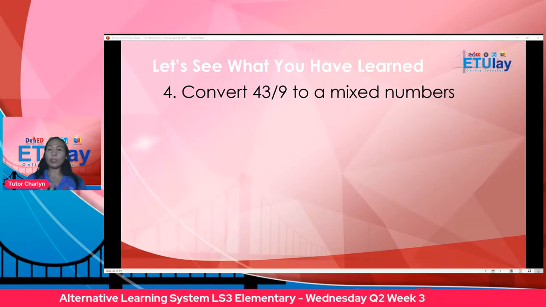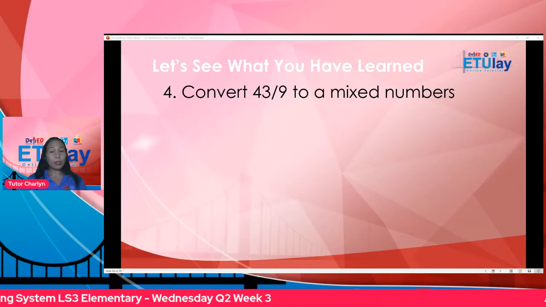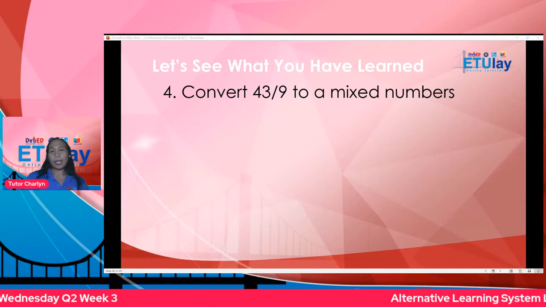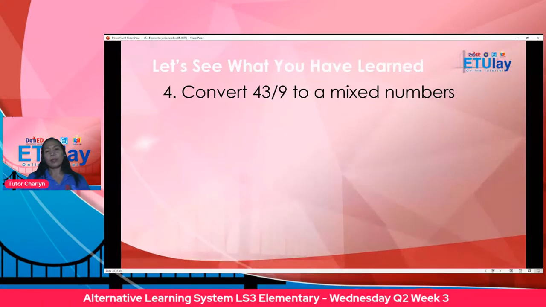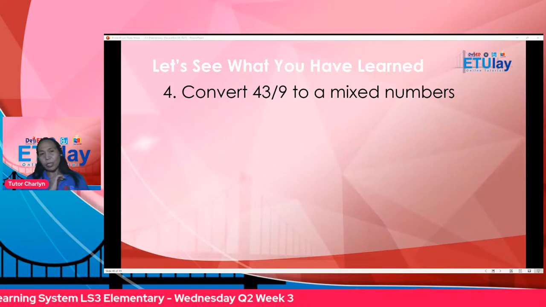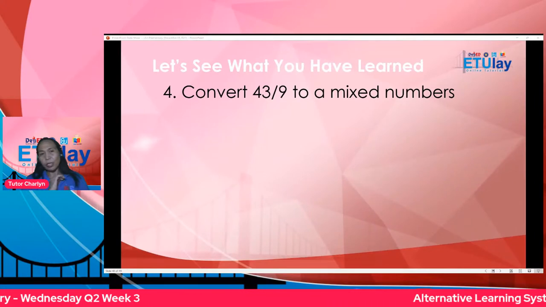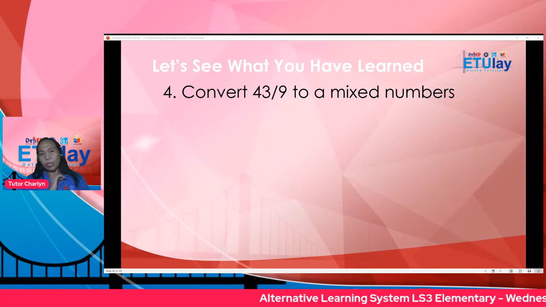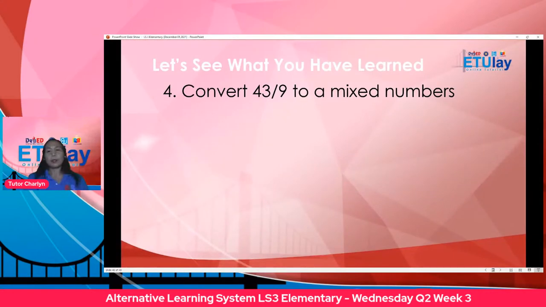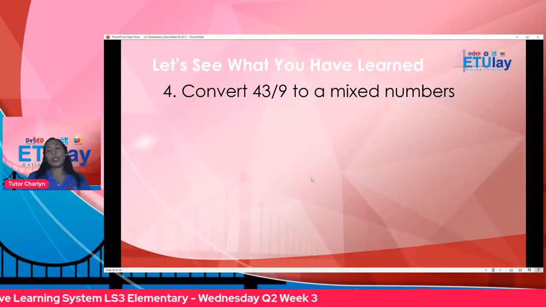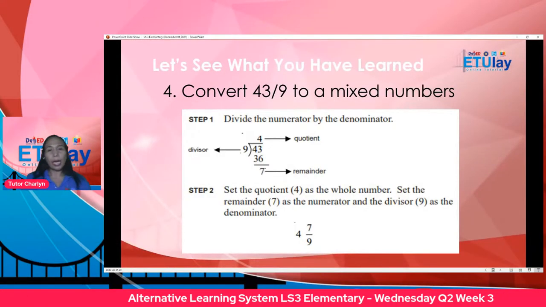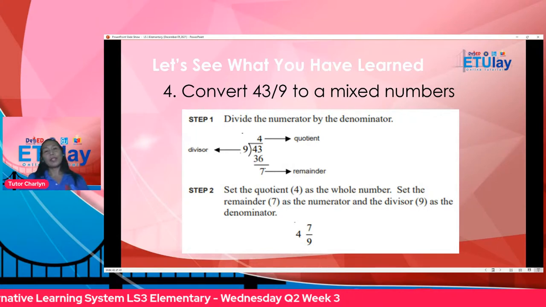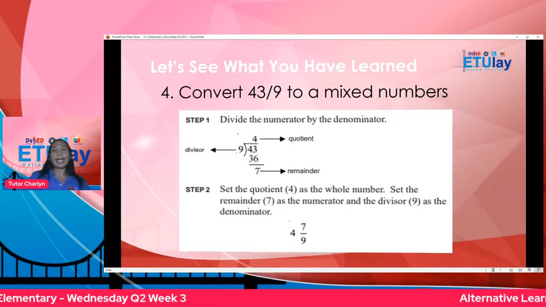Then, multiply, subtract, then yung remainder, yun na po yung magiging numerator, then the divisor, yun po yung denominator. So, we got the answer of, okay, ano pong sagot? May sagot na po ba sila sa number 4? Ang sagot natin dyan? May sagot na po ba kayo? So, the correct answer is, ilang 9 po makuha natin? Okay, 4 lang, which is 36. So, 43 over 9 is equal to 4 and 7 over 9.